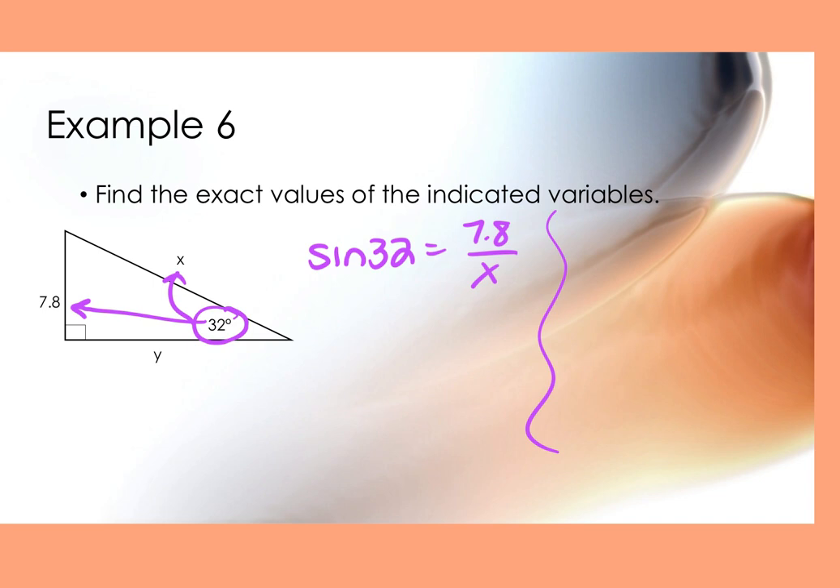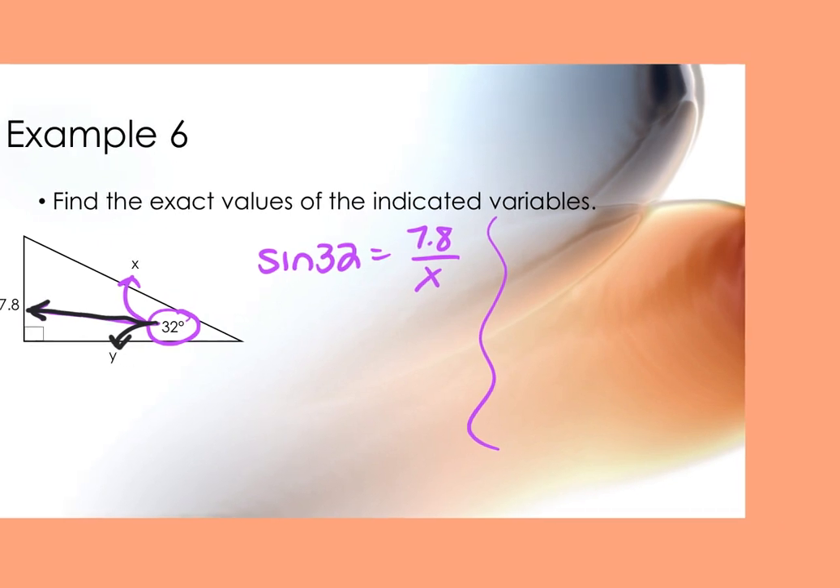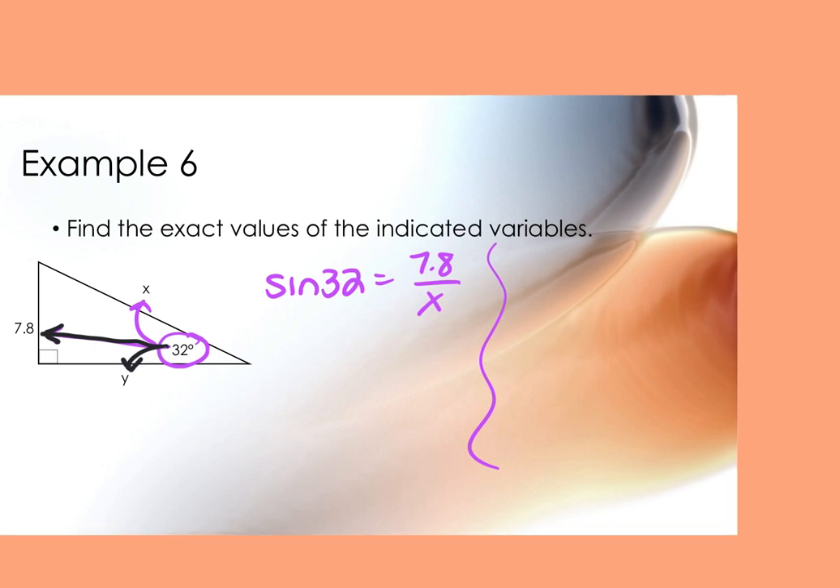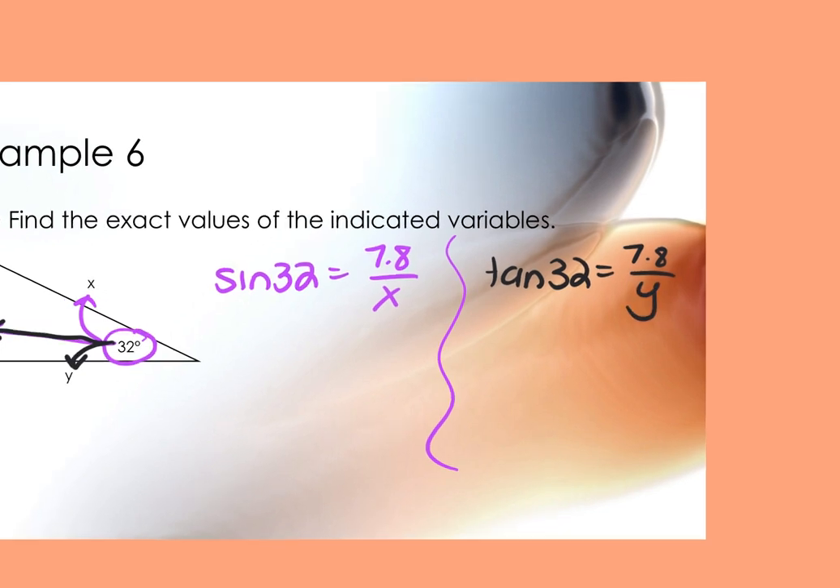If I wanted to find Y, I still use 7.8 because I don't want to use a rounded answer I'm going to find, which is still opposite. And then Y, which is where? Adjacent. And which trig function is opposite and adjacent? Tan. And then I'm just going to solve these.